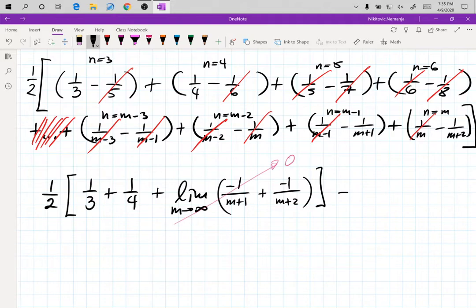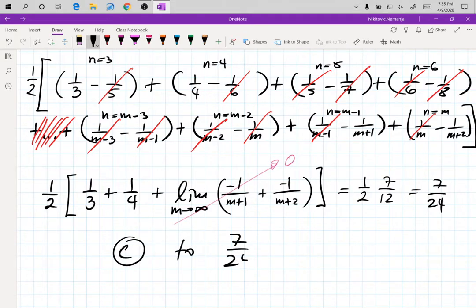So I have 1/2 times 7 over 12, which is 7 over 24. Converges to 7 over 24.